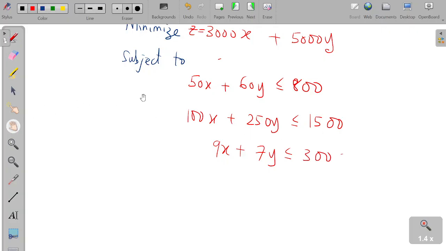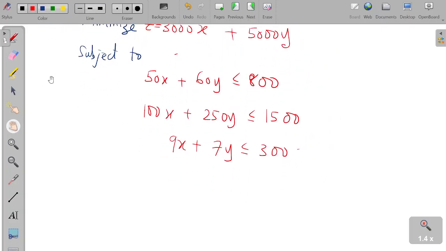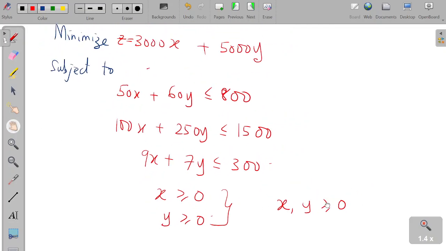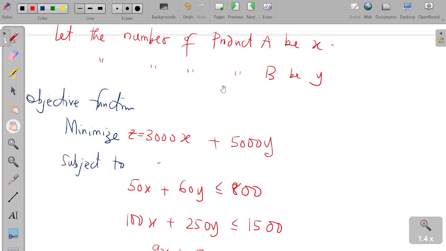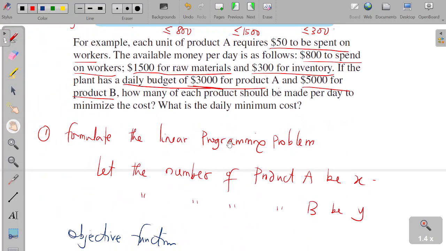We don't have another one there, but don't forget this is a real world problem. In a real world problem, we must have our non-negative constraint. That means x is greater than or equal to 0, y is greater than or equal to 0. These two can sometimes be combined to write x, y greater than or equal to 0. Sometimes we write it like this, and sometimes we write them separately. All right, so this is our linear programming formulation of this problem.